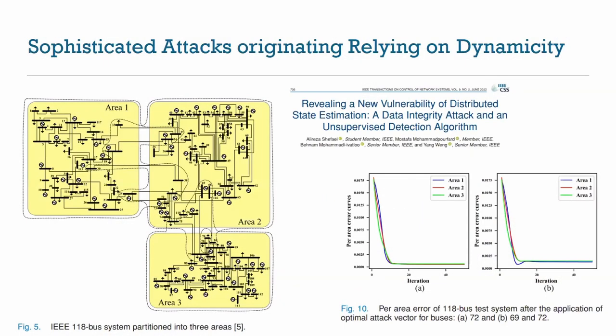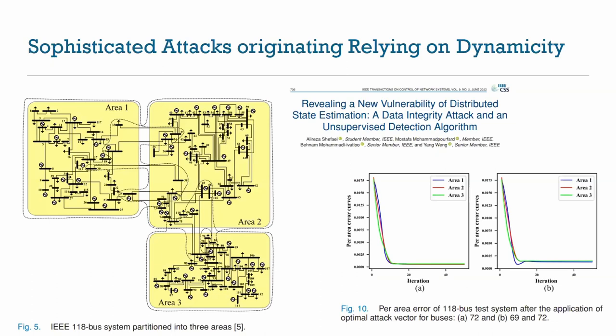You could read this paper published in IEEE Transactions on Control of Network Systems, revealing a new vulnerability of distributed state estimation. What do I mean by sophisticated attacks? We noticed a vulnerability of the system. Usually we do have clustering, zoning in smart grid. What is the aim of clustering? Because we have big data, we need to divide the power grid into different zones so we can manage better. The smaller it is, the better management we will have.